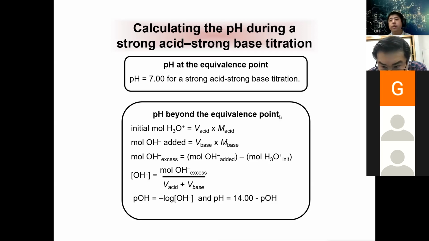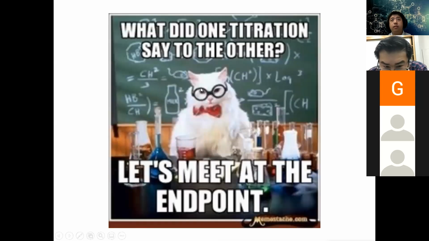Okay, so let's go ahead and try out a calculation with this. I'm assuming everyone has copied this stuff down. Let's jump right into it.